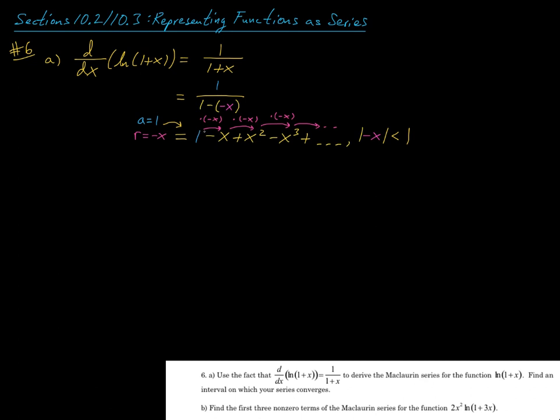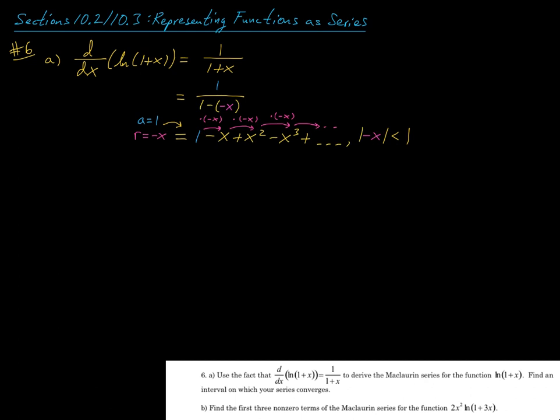Then to get to the next term, I'm going to multiply by the common ratio r, which is negative x. So that gives me a negative x here. Multiply again to get positive x squared. Multiply again to get negative x cubed, then positive x to the fourth, and so on. Okay, and here we have equality provided the common ratio r, which is negative x, is strictly less than 1 in absolute value.